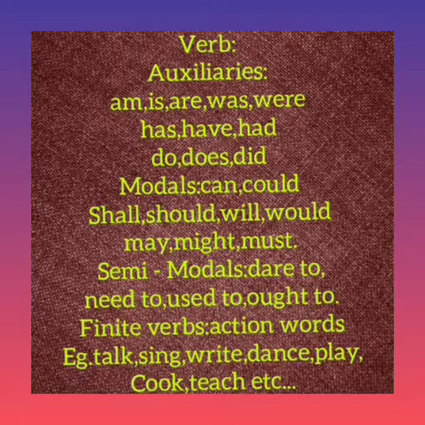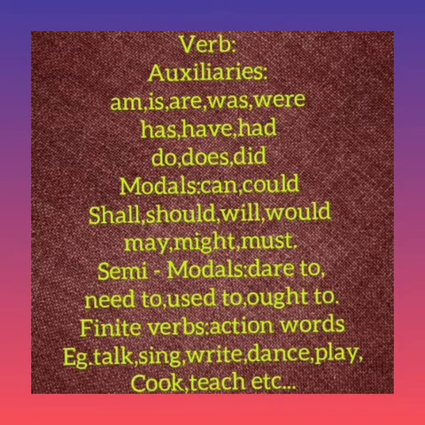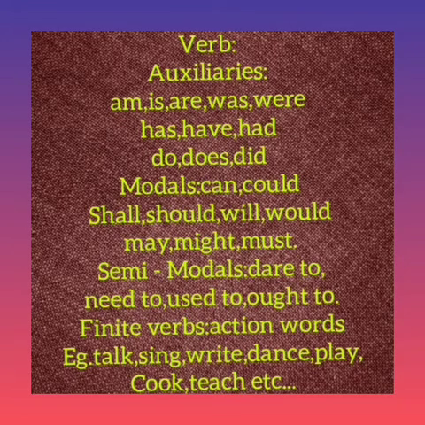Next, we are going to talk about different kinds of verbs. First one is auxiliaries. We have discussed this in a previous session. Am, is, are, was, were, has, have, had, do, does, did. They are primary auxiliaries. Next, coming to modals: can, could, shall, should, will, would, may, might, must. Next, semi-modals: dare to, need to, used to, ought to.